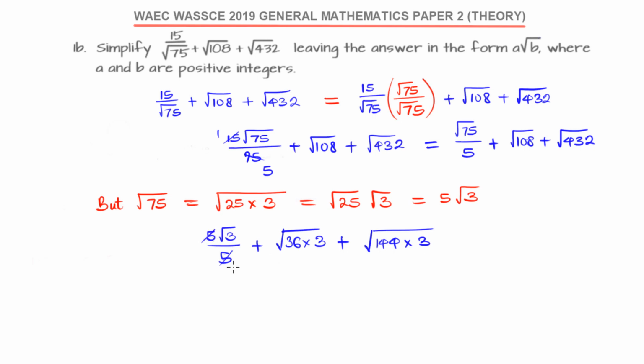So now if we just cut out our 5s, we can have root 3 plus square root of 36 times root 3. Then for the third term, we have root 144 times root 3.